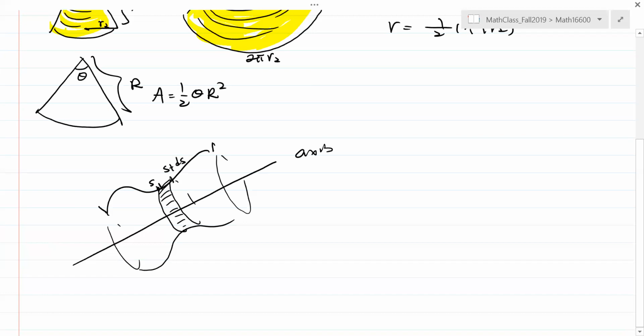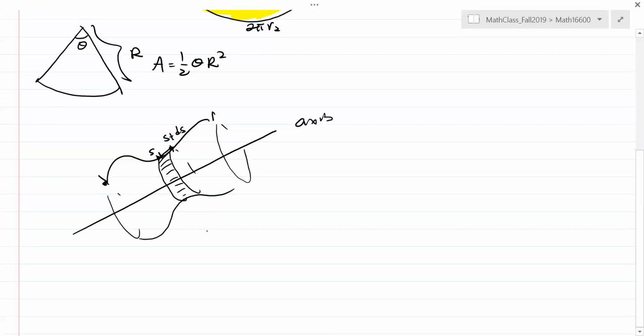So S is from the starting point, from here. This piece can be approximated by this cone type of cylinder. And this side is S, okay, not ds.